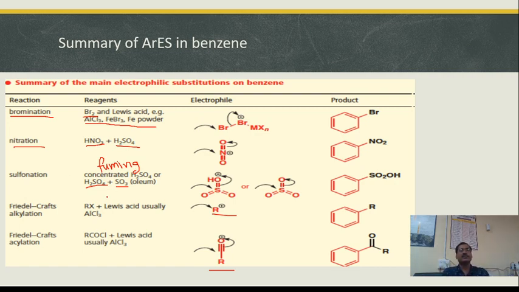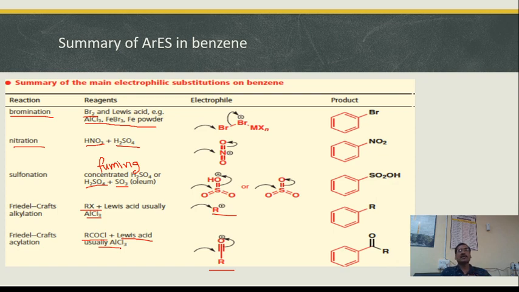In case of Friedel-Crafts alkylation, you use an alkyl halide as a source and a Lewis acid, which is usually anhydrous AlCl3. Why anhydrous? Because if you use a water-containing salt, it will spoil the reaction. Similarly, in Friedel-Crafts acylation, you use acyl chloride or acid anhydride as a source of the acylium ion, and a Lewis acid, which is usually AlCl3.